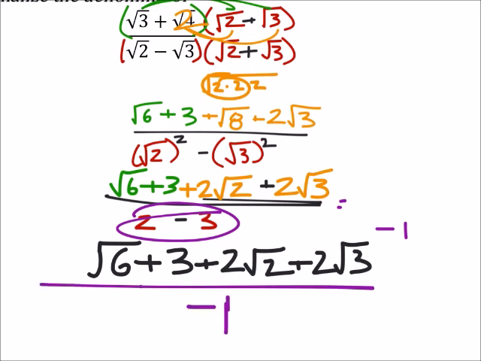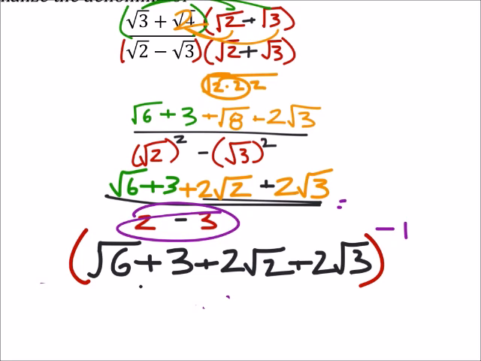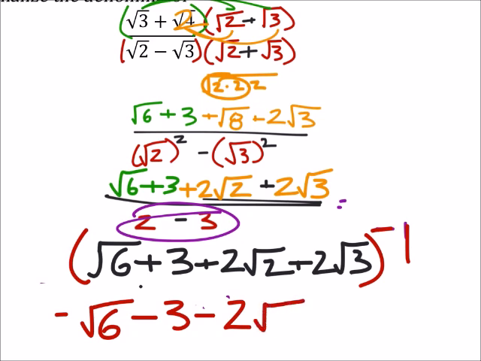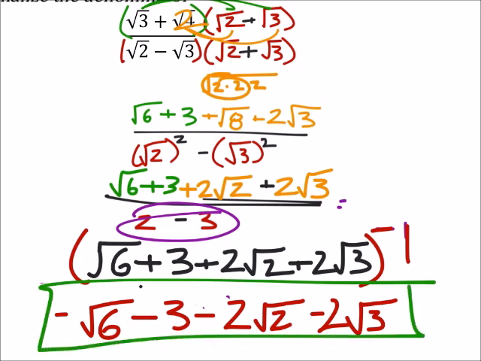But if I wanted to rewrite this, I could by getting rid of this garbage and just multiplying everything here by a negative 1. All that's really going to do is change the signs. So I'd have the negative square root of 6 minus 3 minus 2 root 2 minus 2 root 3. This looks like a better way to show that.